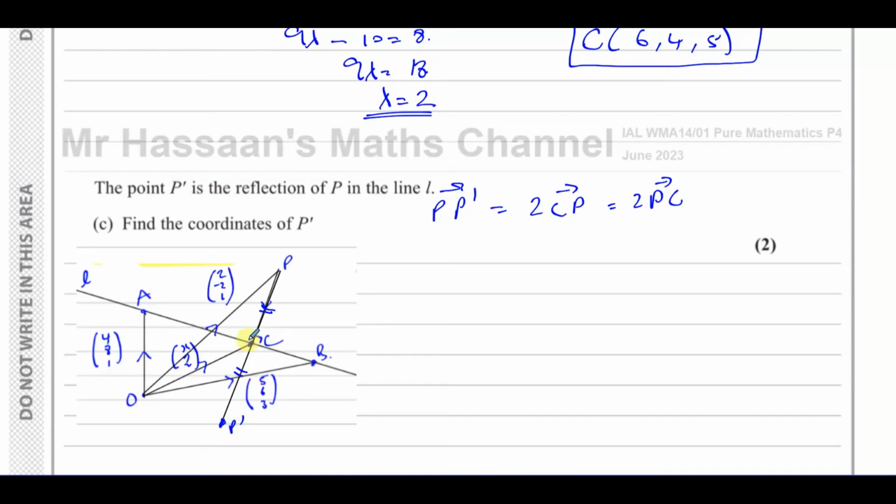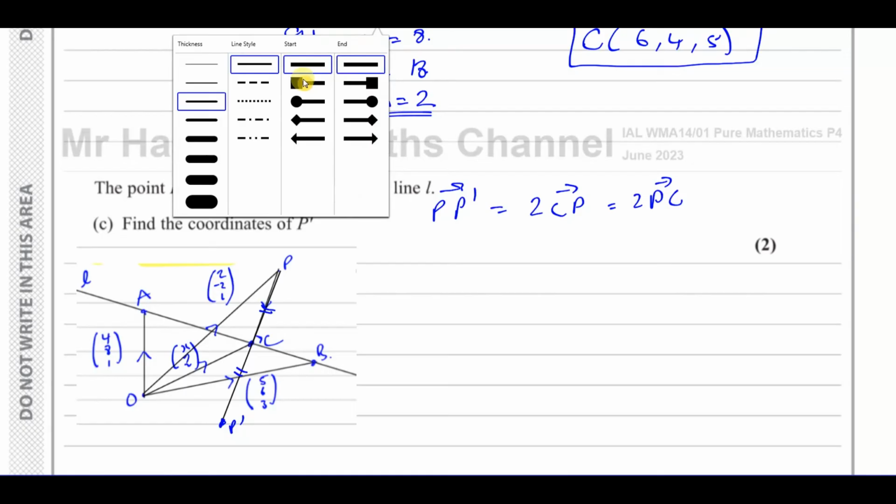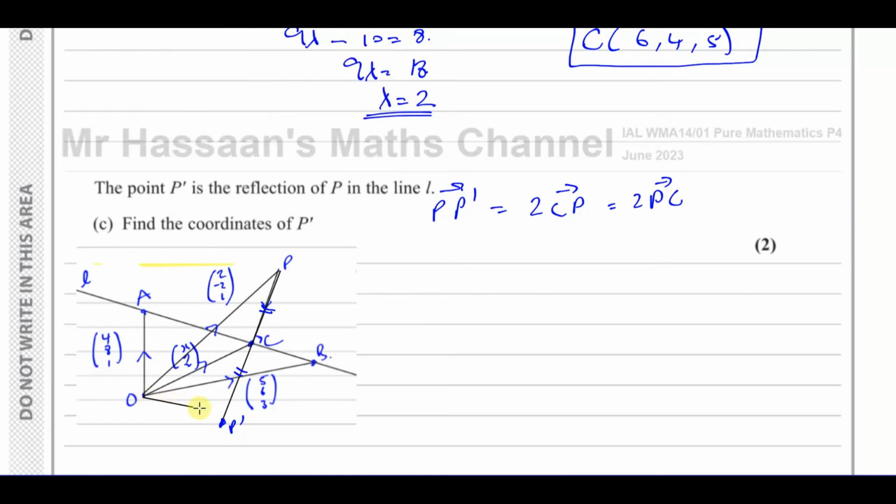Now, I need to find the position vector of P dash. That means the position of P dash relative to the origin. It says find the coordinates of P dash. To find the coordinates, we need its position vector. Okay? To find the position vector of P dash, we need to find the vector O to P dash. Now, O to P dash can be found in a number of ways. We can find O to P, which we know already, and then 2 times P to C. Or we can find what O to C is.